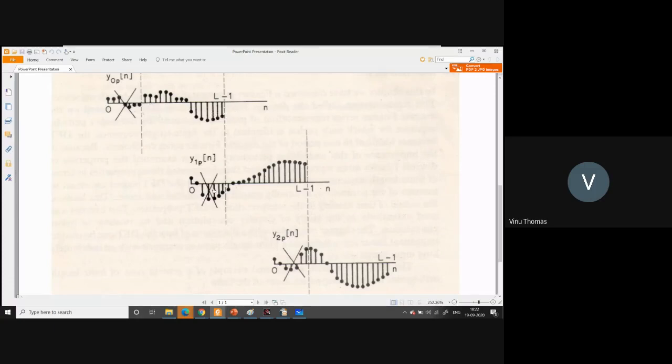This part is now common; this array is being reused. This part is being reused. So this part is saved somewhere and now reinserted. So therefore you call this overlap save.